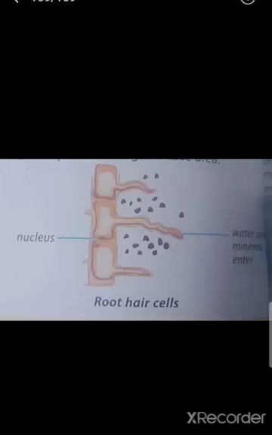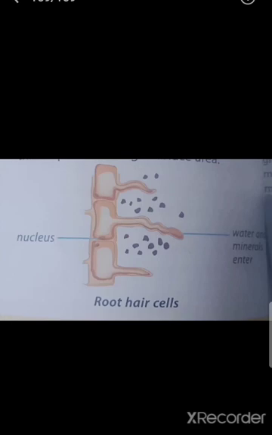Palisade cells are special cells in the leaves of a plant. They are the main place where photosynthesis takes place. Their function is to absorb light, so photosynthesis can take place. They have the largest number of chloroplasts per cell of any plant tissue, which makes them the main site of photosynthesis. So now we will discuss the root hair cell.